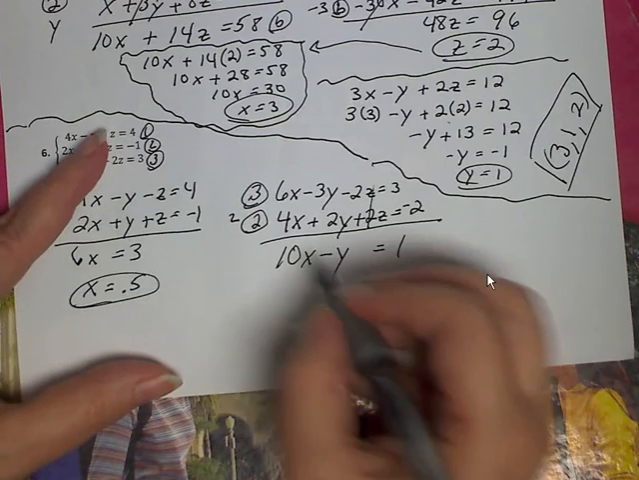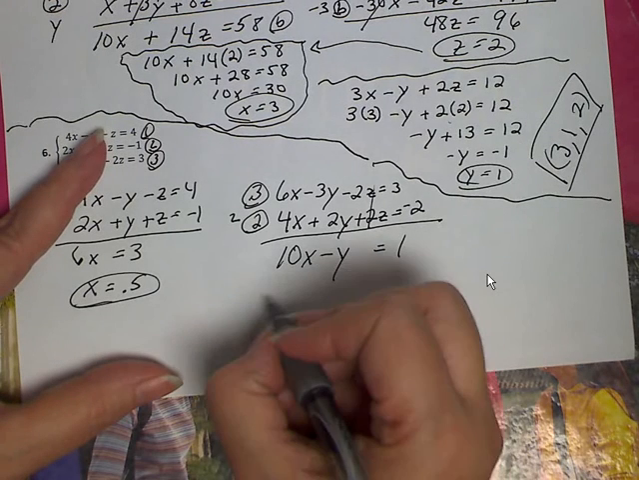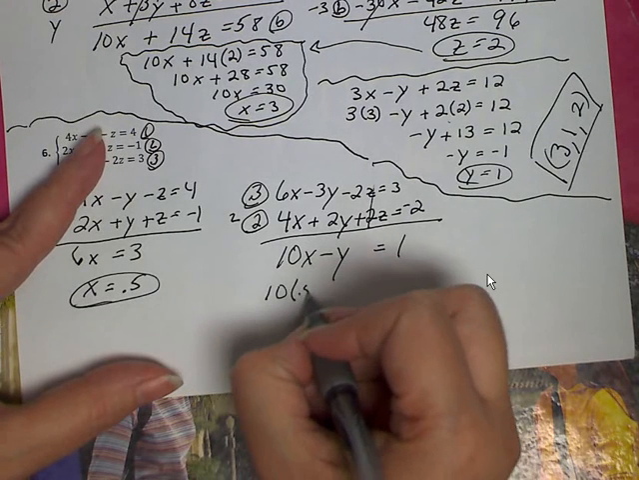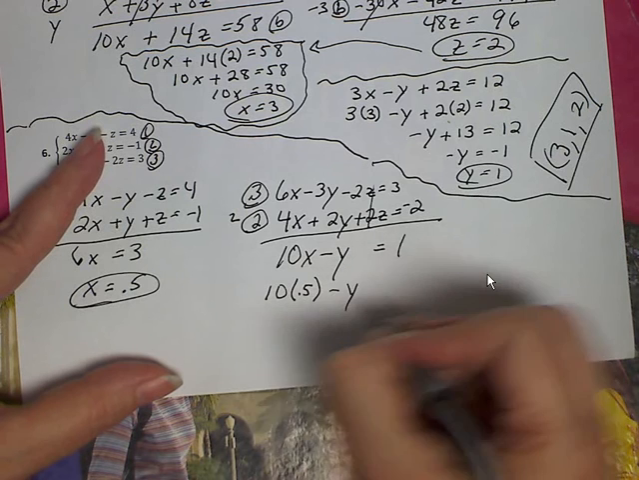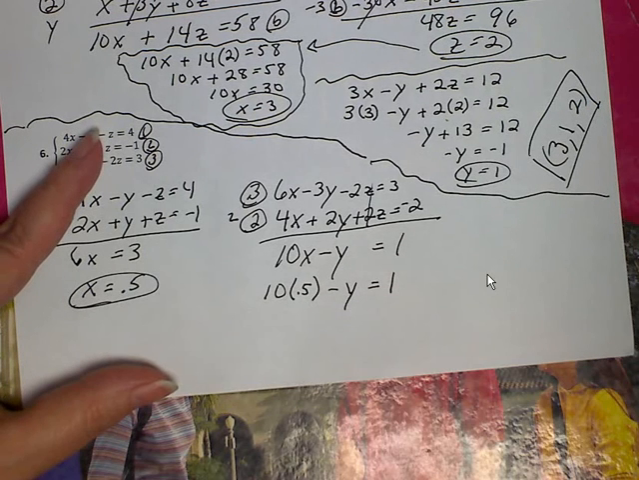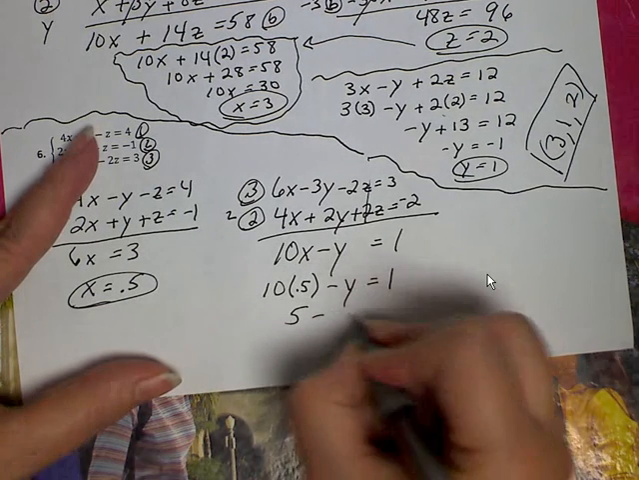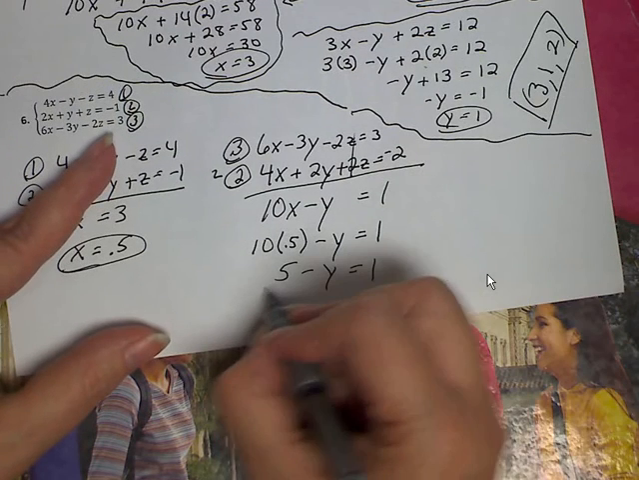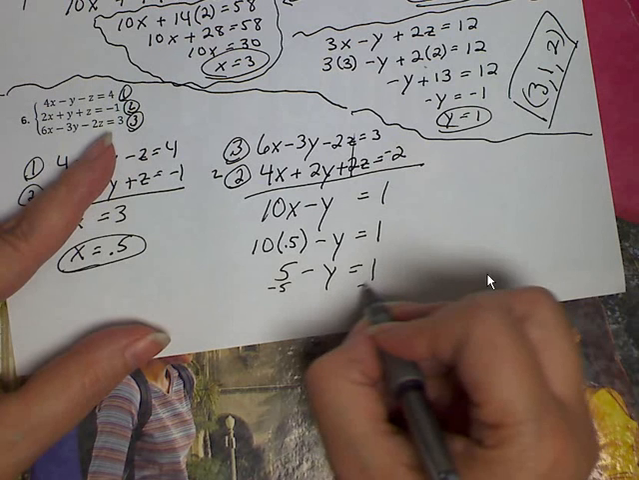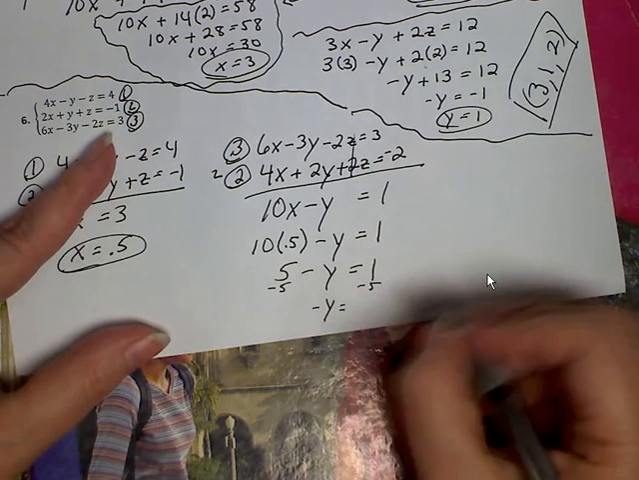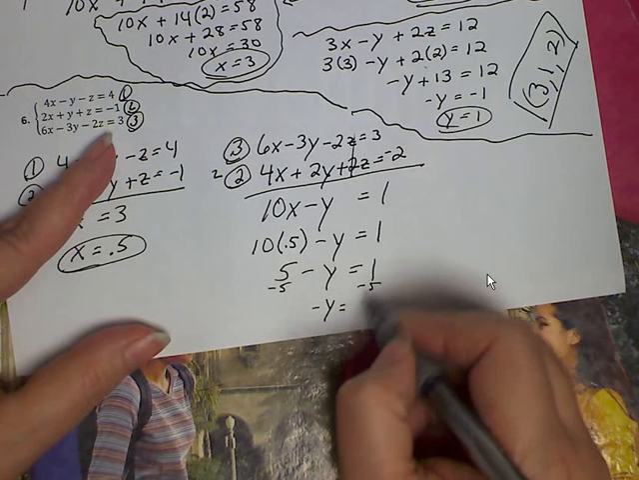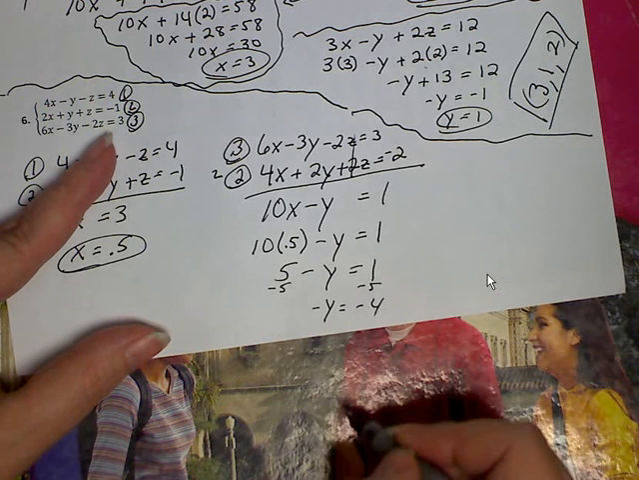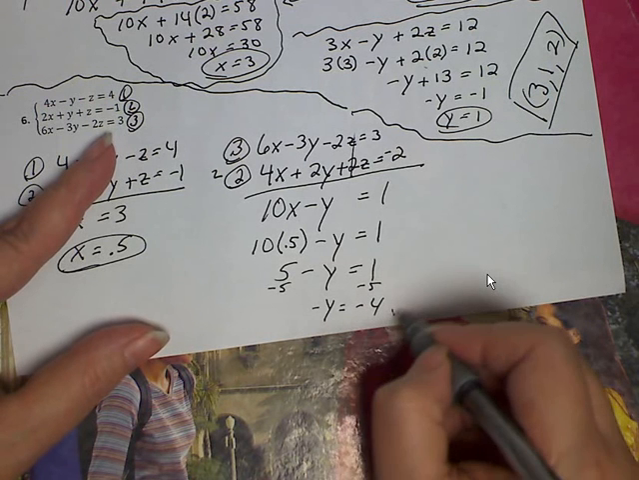So I have x, so I'm going to put it in here. So I have 10 times 0.5 minus y equals 1. So 10 times 0.5 is 5, minus y is equal to 1. Subtract 5 from both sides. So y is 4.